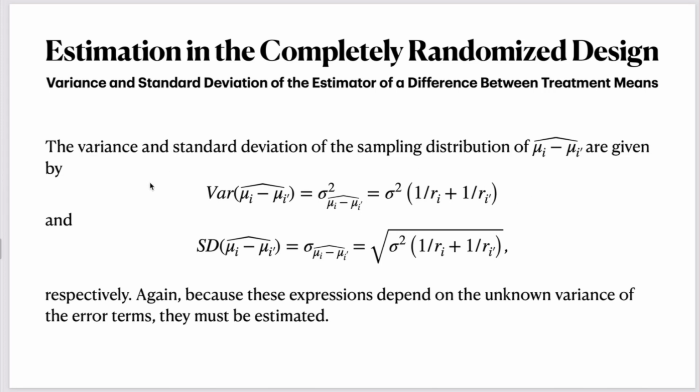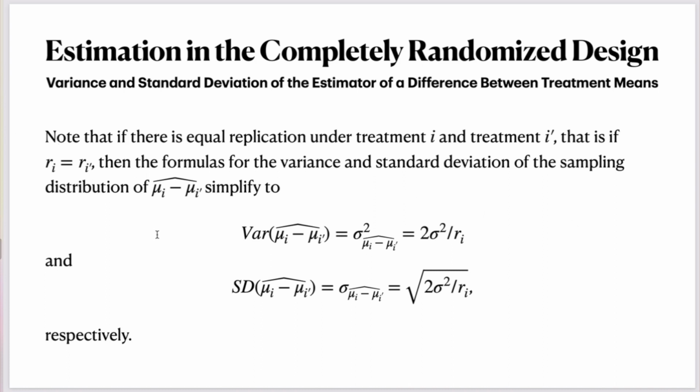Now, once we have this variance, the standard deviation for this estimator is obtained by taking the square root of the variance. Again, the standard deviation for the estimator of mu sub i minus mu sub i prime, also denoted by sigma sub with a hat over mu sub i minus mu sub i prime, is equal to the square root of this variance. Now, because these expressions depend on the unknown value of the variance of the error terms in the model, we're not able to calculate these quantities exactly, and so they have to be estimated from the data.